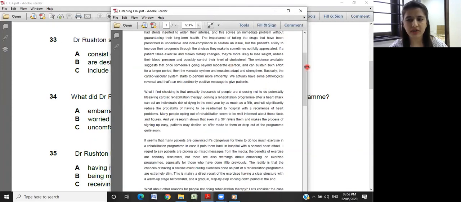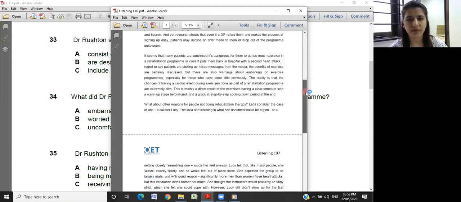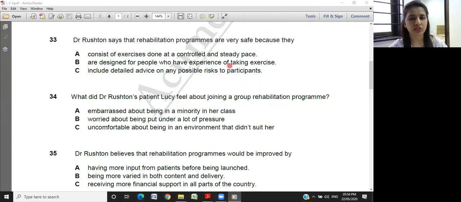So if you can see here, he was explaining that people are picking up mixed messages. Okay. The reality is that the chances of having a cardiac event are extremely slim. See, this is again negative. This is again another way of giving negative. There are no chances, but they are extremely slim, meaning very rarely it could occur. This is mainly a direct result of exercising having a clear structure and step-by-step cooling down and warm-up part. Okay. So clear structure and therefore controlled and steady pace.